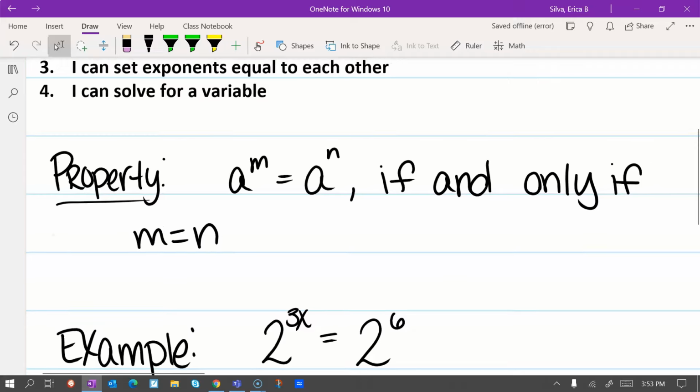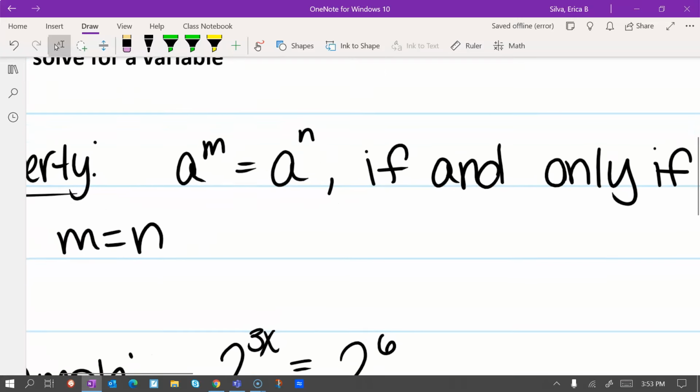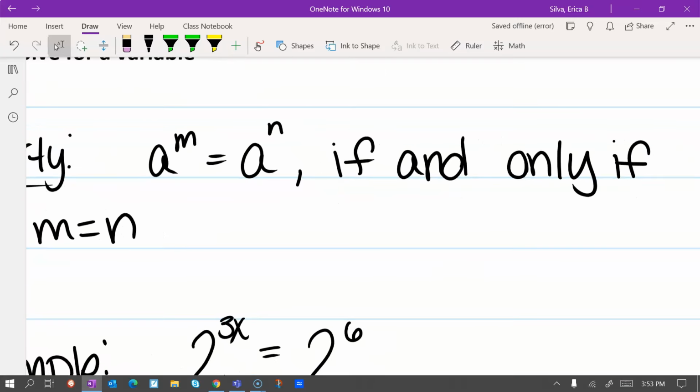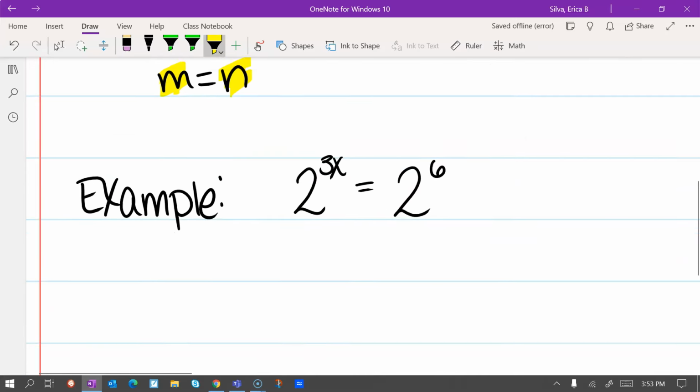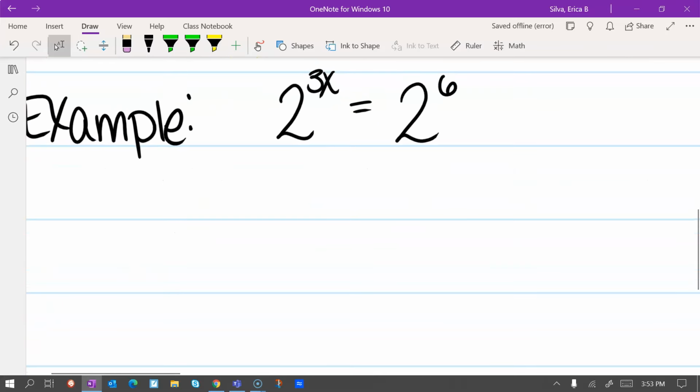So the property that we will be using is a to the m equals a to the n. Notice how your bases are exactly the same. So if our bases are exactly the same, then we can say that whatever their exponent is will be equal to each other. So let's look at this first example.